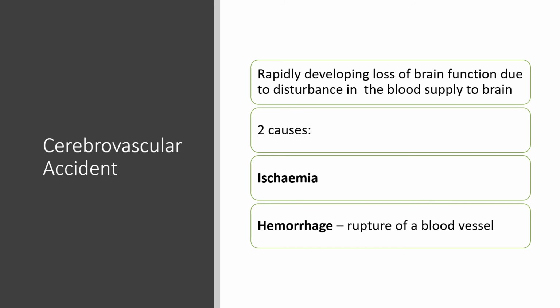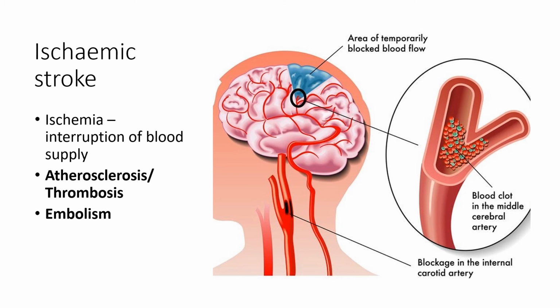It can either be due to an ischemia or it can be due to a hemorrhage in which there is a rupture of a blood vessel supplying the brain. A cerebrovascular accident resulting from ischemia is called an ischemic stroke. It can be due to atherosclerosis or a thrombosis of a blood vessel, or it can be due to an embolism. The details you will be learning in the clinical classes.